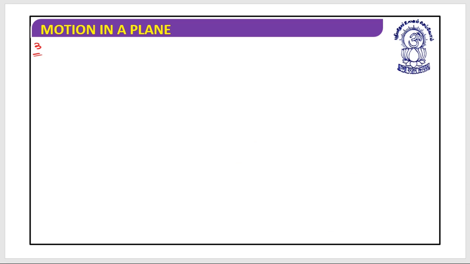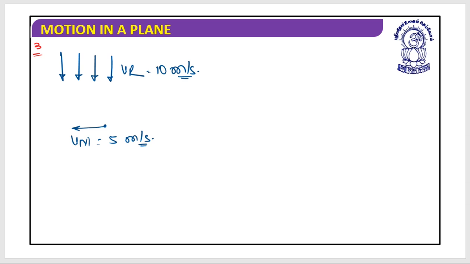In this situation, the data was that rain is falling downward. It's Vr, and this is given as 10 meter per second, and velocity of man, it is moving in this direction. This is of 5 meter per second. Again, you need to find out the position of an umbrella and relative velocity of rain with respect to man. That I know. So how should I do this?